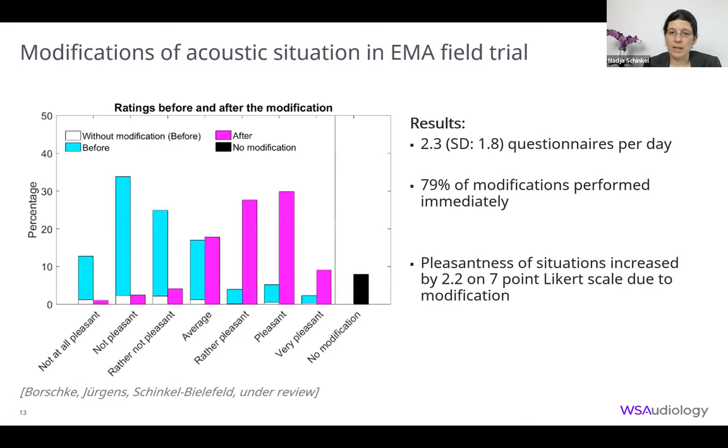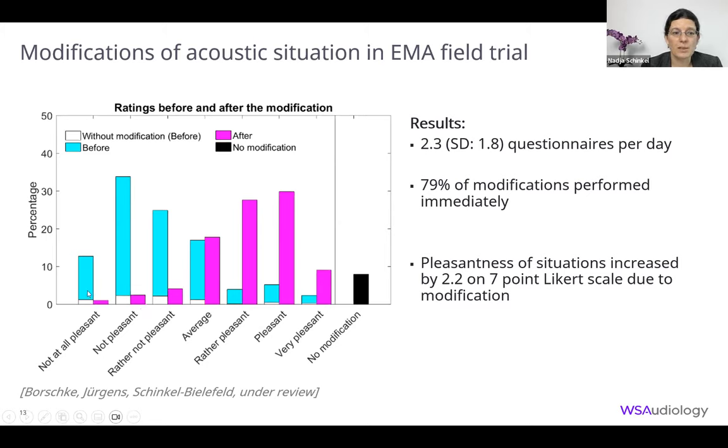And here are some results. We got 2.3 questionnaires per day. In 79% of those, modifications were performed immediately. In the remaining cases, it was usually performed within 5 to 10 minutes. And we also asked participants how they rate the pleasantness of the hearing situation before the modification and after the modification.